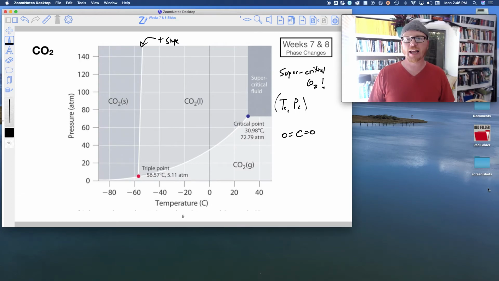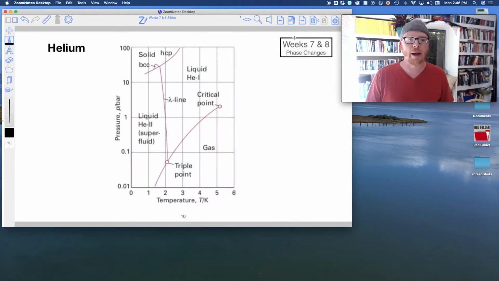Okay, so the next one I want to talk about, helium. This one is very cool, as it turns out. So you notice, right, like 2, 3, 4, 5, 6 Kelvin, cool. Okay, so here the triple point of helium occurs a shade above 2 Kelvin and at a pretty easy vacuum to achieve in the lab.